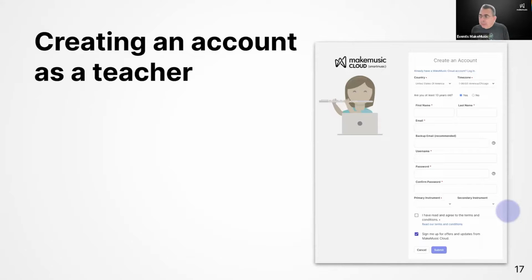And then a backup email, which would probably be a private email account, just so you have a backup in case your logins get messed up. Select your username, select your password, confirm that password. Choose a primary instrument where you might be interfacing with Make Music Cloud. So if your primary instrument's trumpet, go ahead and select that. And then you can choose anything else.